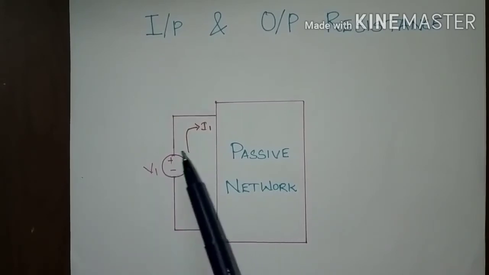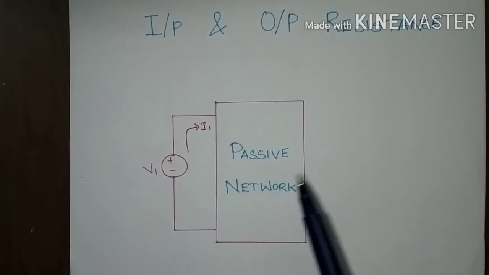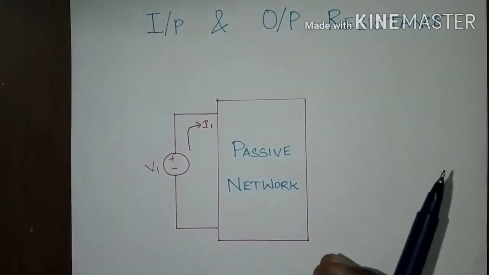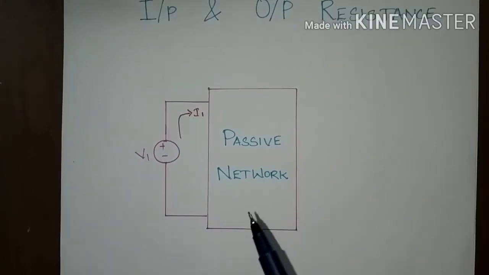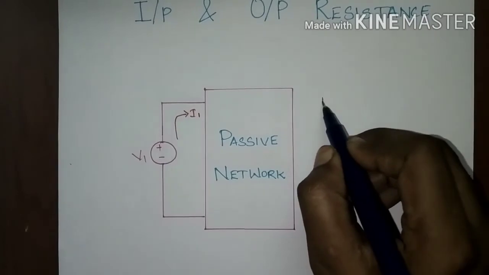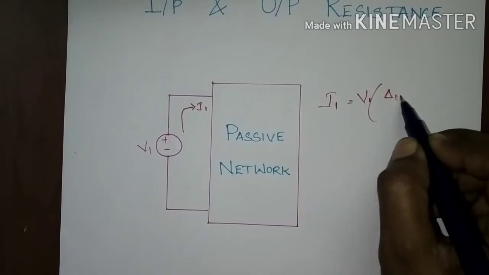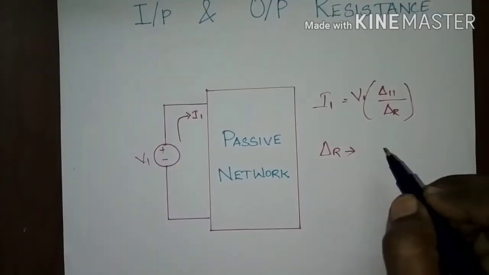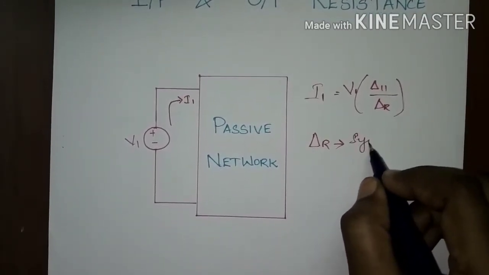Since only V1 is a source, I1 can be given by V1 in terms of the resistance of a passive network. In the combinations of passive network, a number of resistances may be connected in meshes. Those meshes can be of any number. The input current driven by this source voltage can be given by I1 is equal to V1 del 11 divided by del R, where del R is a symmetrical resistance matrix.